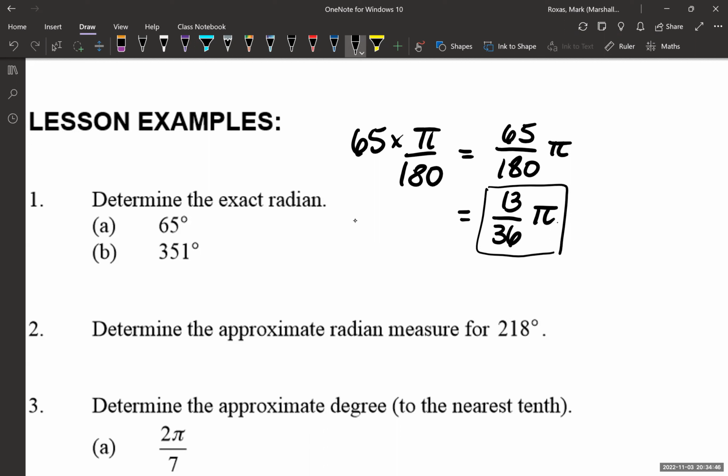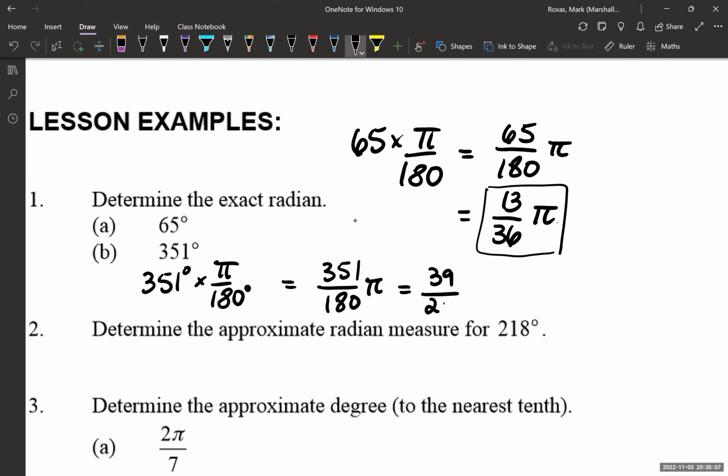351 degrees is my next one. Again, take 351 and multiply it by pi over 180. So you take the fraction 351 over 180 times pi, you reduce it to lowest terms, 39 over 20 pi, and there you go. There's your radian angle measure.